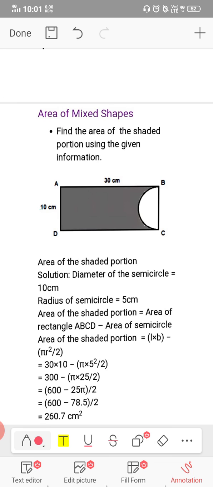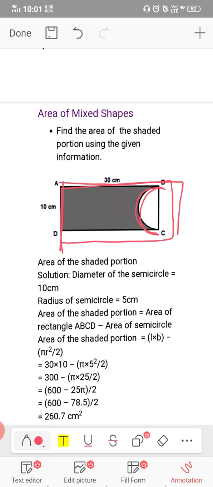So to find the area of a shaded portion using the given information, firstly we will try to find the area of the rectangle, and then we will try to find the area of this semicircle, and then from the area of the rectangle we will subtract the area of the semicircle, then we will get the area of the shaded part. This is the way to solve these types of questions.